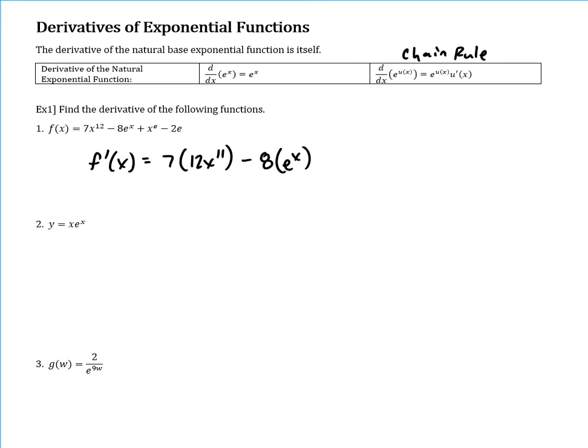And then we have plus x to the e. Now be careful, this is also just the power rule. So this is plus the power. So remember, e is a number. e is about 2.71. So e is a constant.